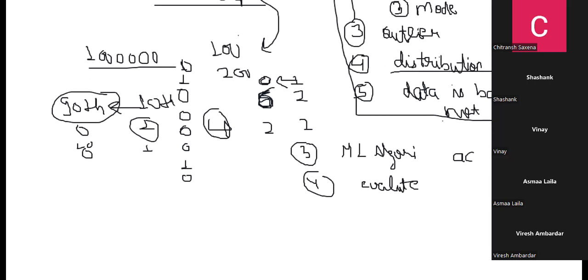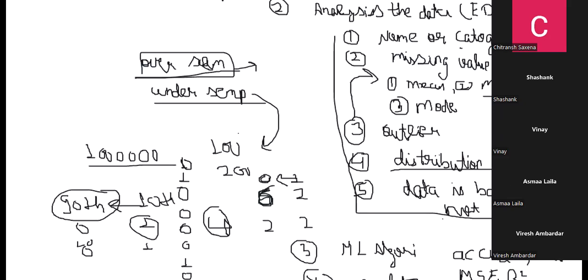Accuracy for a classification problem. For a regression problem, check MSE, mean squared error. There are also other things like R square. Everything is clear? Yes, sir.